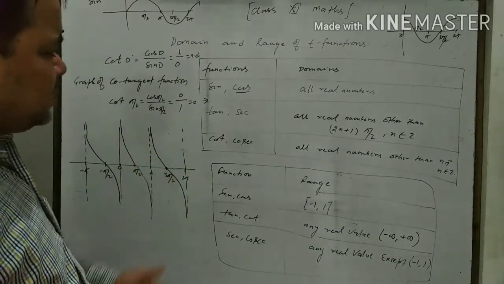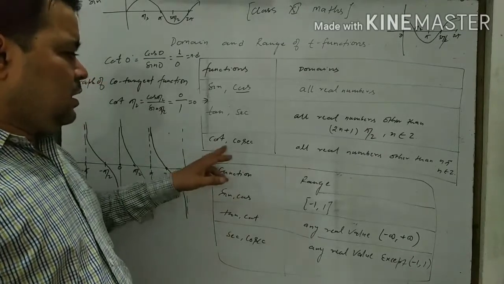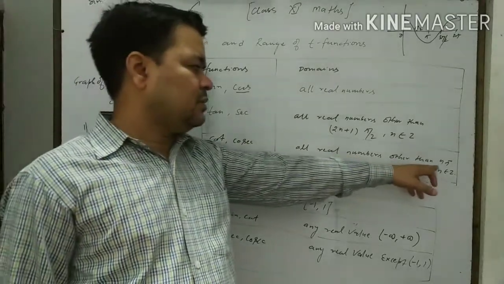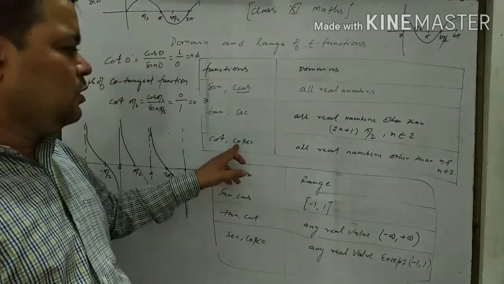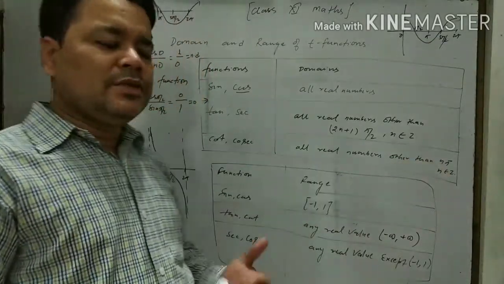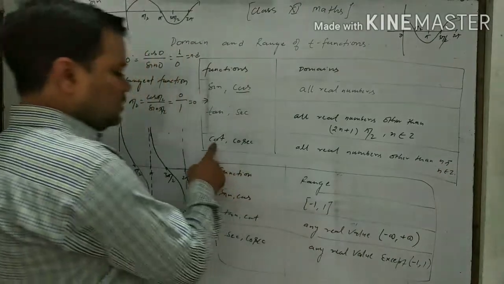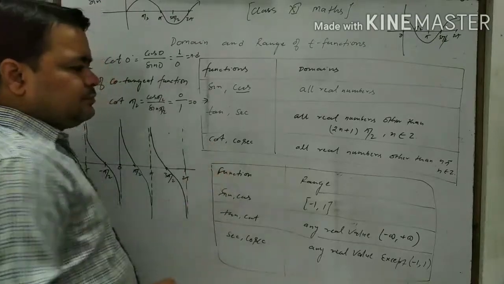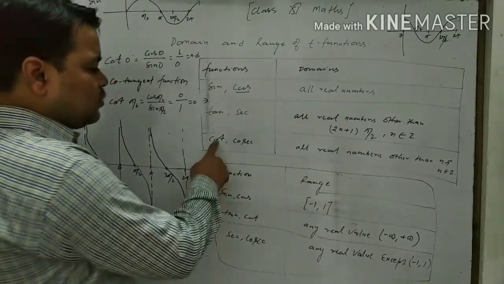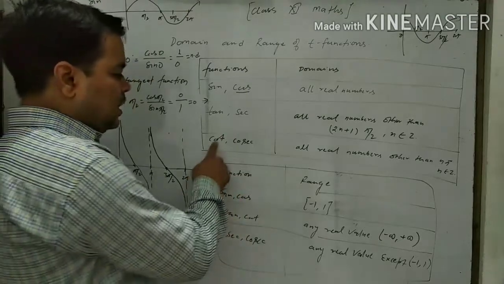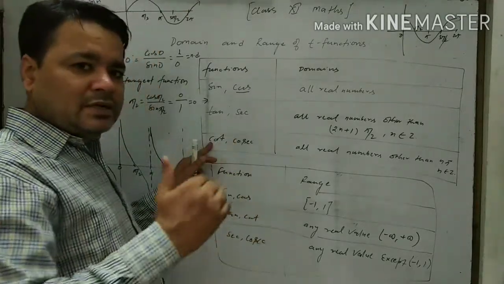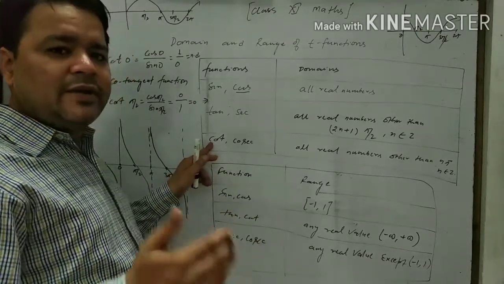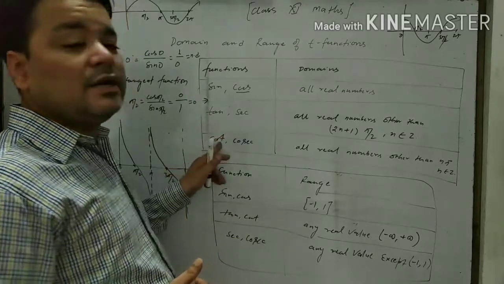Similarly, we can also get the domain of cot, that is all real numbers other than n pi, and cosec also all real numbers other than n pi. Means at n pi, cot and cosec are not defined. Why? Because cot is equal to cos upon sin. So cot pi will be cos pi upon sin pi. Cos pi is equal to minus 1 and sin pi will be 0. Again the denominator will be 0 and the value will be not defined.